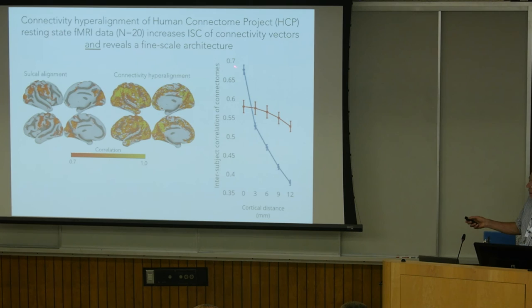And it shows that in the Human Connectome Project data, there is a fine scale structure of the patterns of connectivity. This, again, is this point spread function. The anatomically aligned data show almost no difference until you get three voxels away, three cortical locations away. But the hyperaligned data show that there is, point by point in the brain, the pattern of connectivity is distinctive. And you can capture the commonality of those distinctions with hyperalignment.